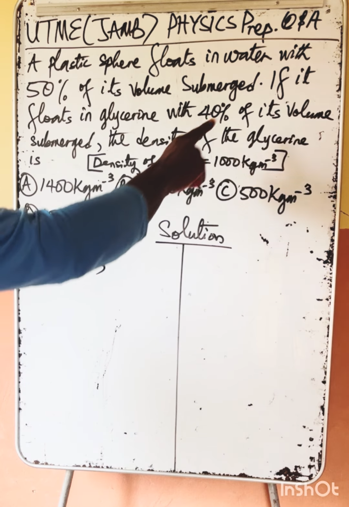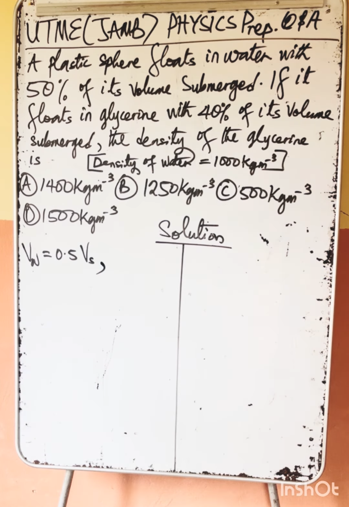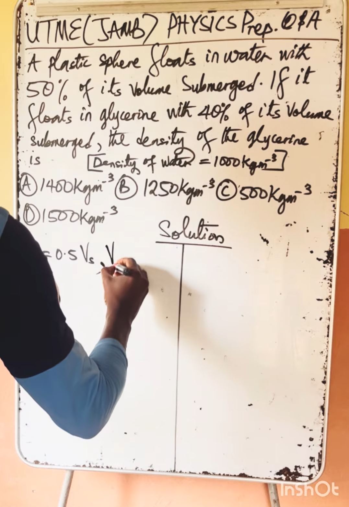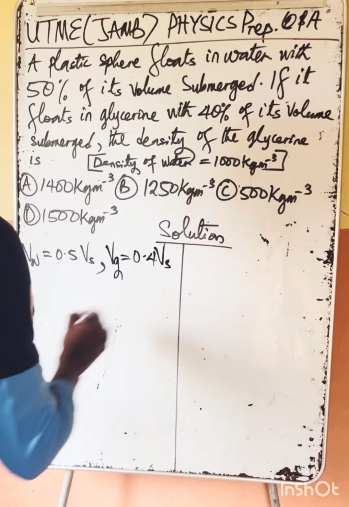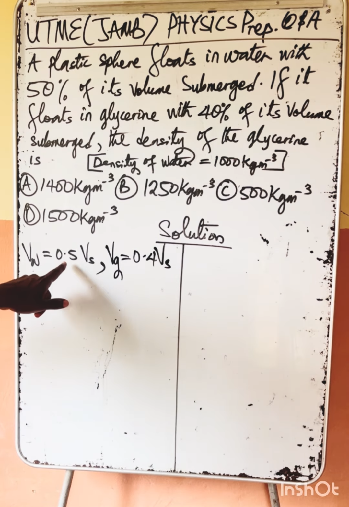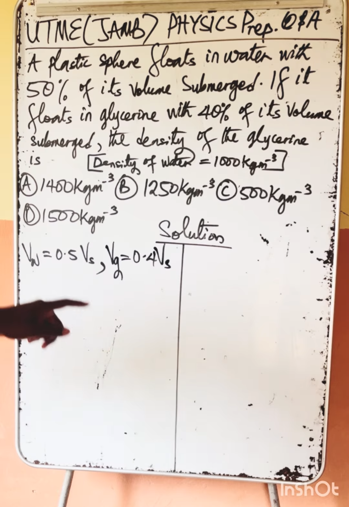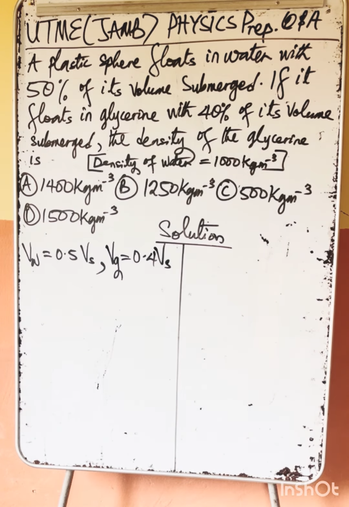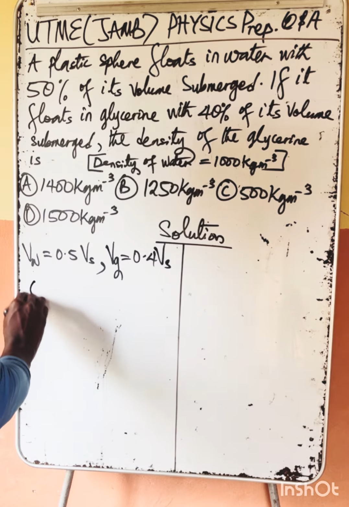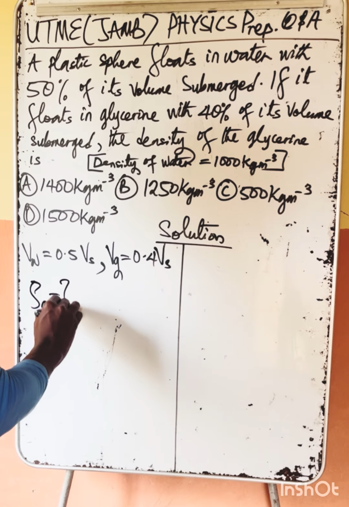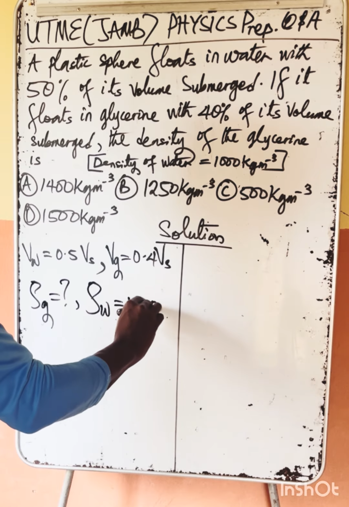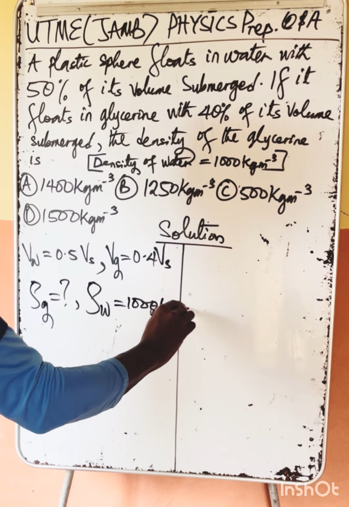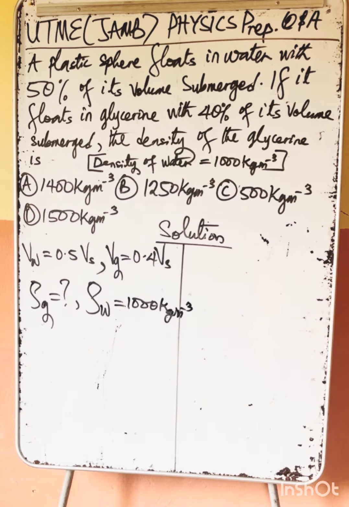Next, if it floats in glycerin with 40%, okay, so in glycerin, Vg, the volume in glycerin is 0.4 of the sphere. Now, how did I get the 0.5? 50 over 100 is 0.5. 40 over 100 is 0.4. Take note of that, okay? Then we are looking for the density of the glycerin, rho g, given that the density of water, rho w, is 1,000 kilograms per cubic meter, all right?